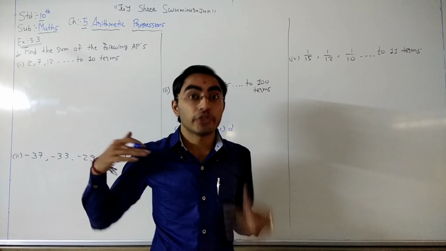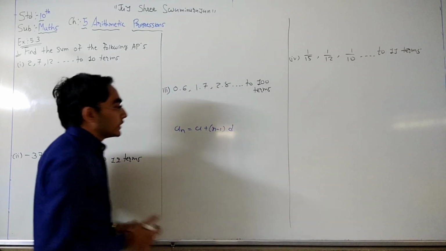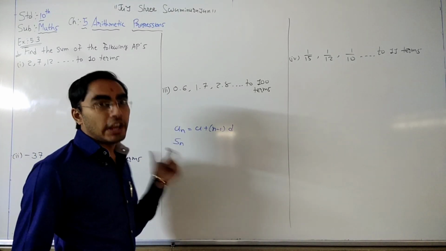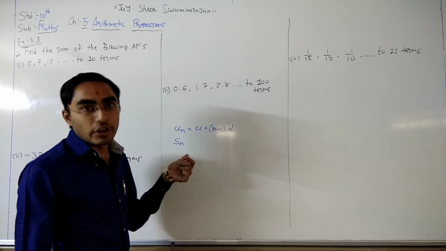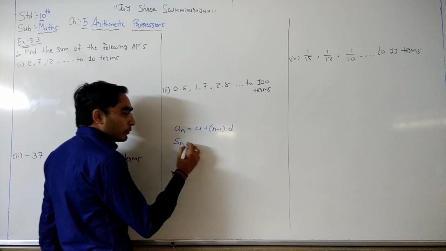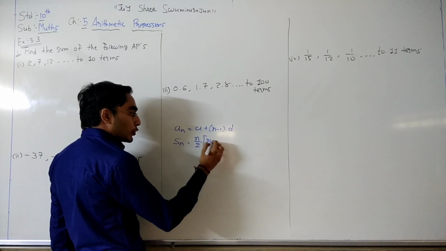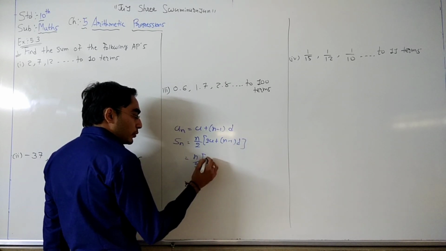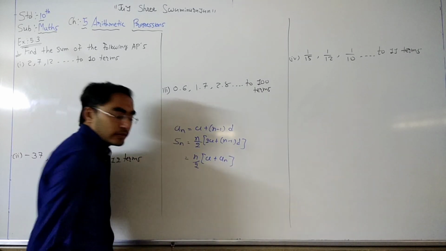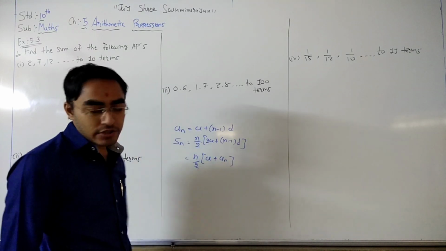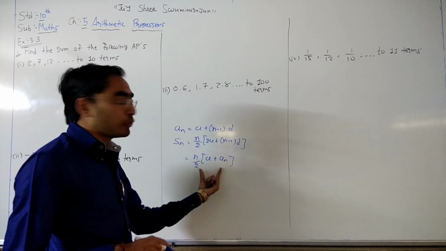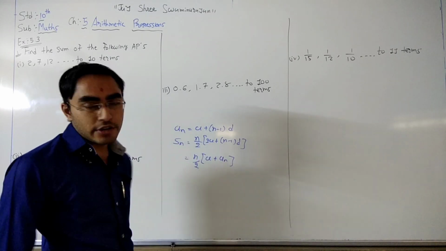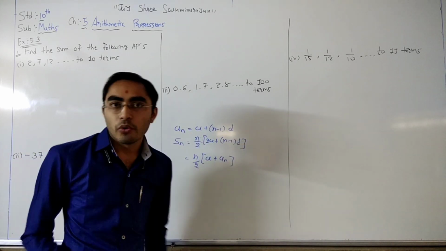But here we need to find the sum of n terms. If we want to find the sum, we need to use the formula of Sn, where S means the sum of n terms. We have two formulas: n by 2 into 2a plus n minus 1 d, and the second one is n by 2 into a plus an. If we know the last term, then we can use this formula. If we do not know the last term, then we need to use n by 2 in bracket 2a plus n minus 1 d.